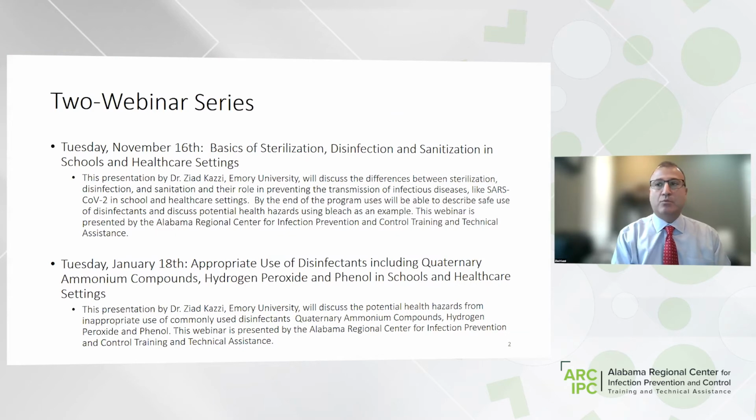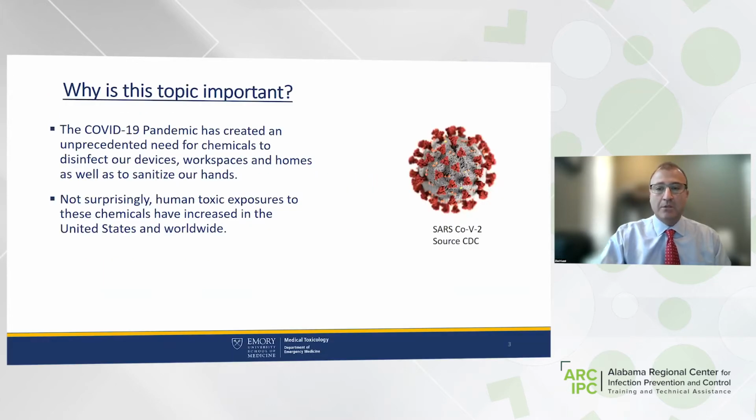As Luke has mentioned, this is one of two webinars that you will be able to view. The one on January 18th is going to focus on a few chemicals: quaternary ammonium compounds, hydrogen peroxide, and phenol. I also want to discuss hand sanitizers during that webinar. Today, we are going to look at the picture from a general perspective and talk about bleach. So this is how we decided to divide up the topics within these two webinar series. And of course, you will be able to access some podcasts that we are preparing as well, part of the ARC IPC activity.